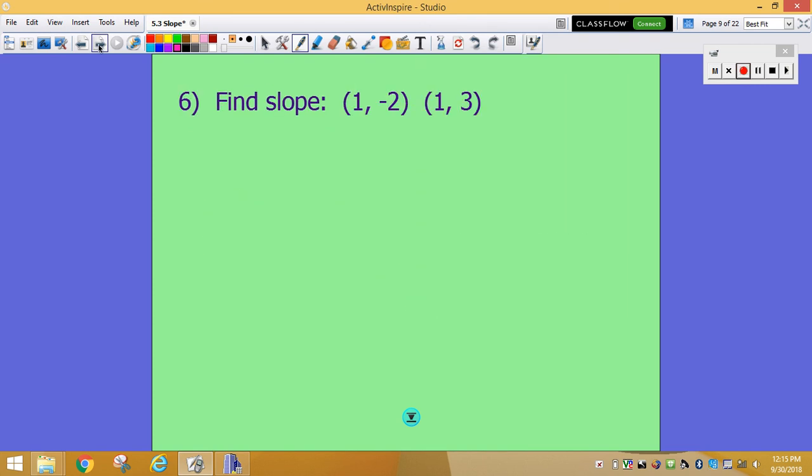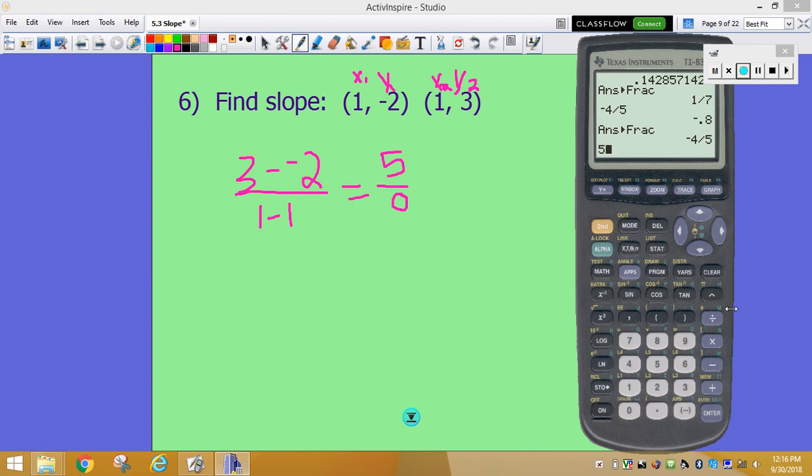All right, this one I don't want you to try by yourself. I'm going to do this one with you. Again, I got an x1 and a y1 and an x2 and a y2. So let's plug in. On top, y2 minus y1, 3 minus -2. On bottom, x2 minus x1. So on top I have 5. On bottom, 1 minus 1 is 0. Let's go to our calculator and divide that. 5 divided by 0. Whoa, it says error, divide by 0, because that's not allowed in math.